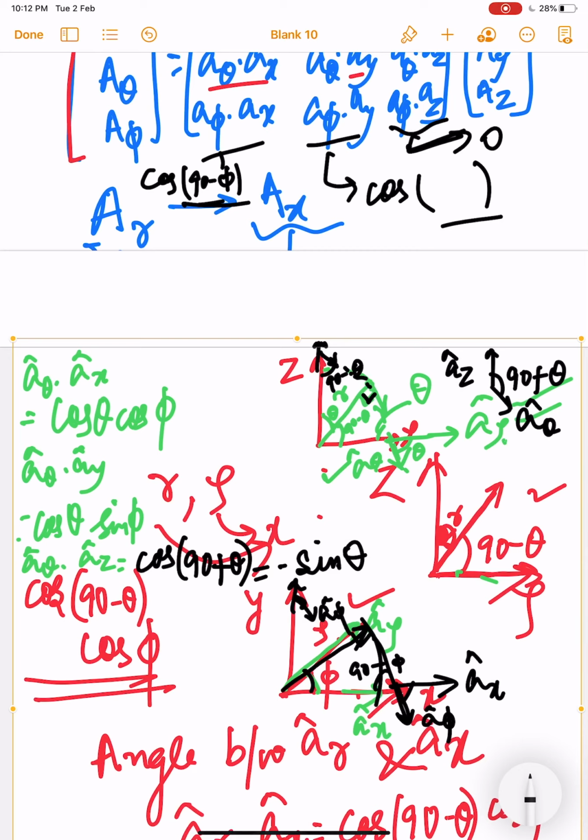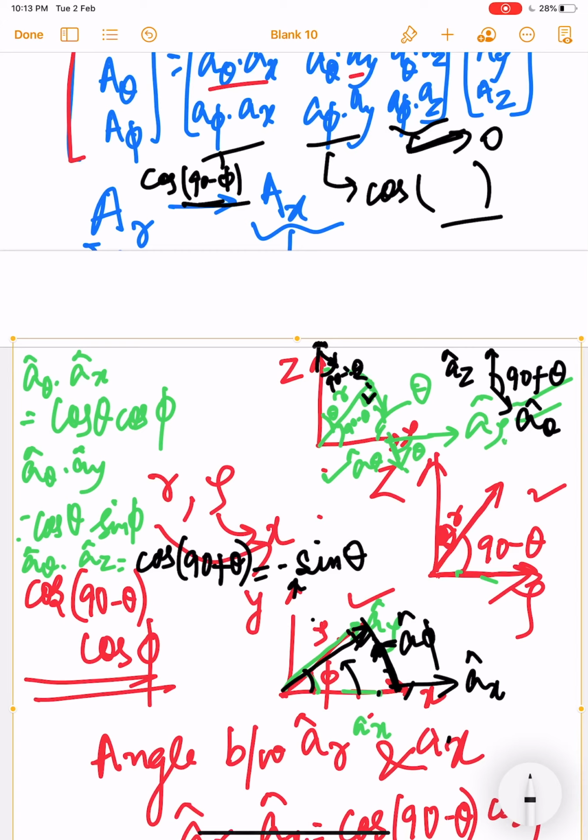No, this is not my a phi direction. My a phi direction will be upwards. Just a sec. Let me do it a little bit neatly. Yeah, it's all clumsy, I know that. Just bear with me. Then my a phi direction is upwards because I start from this direction now.